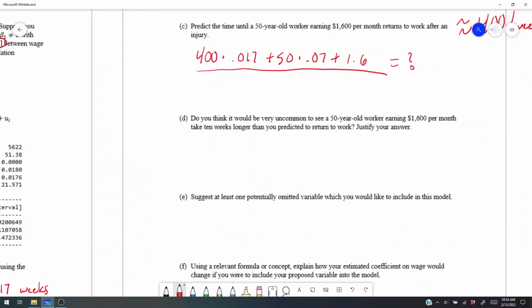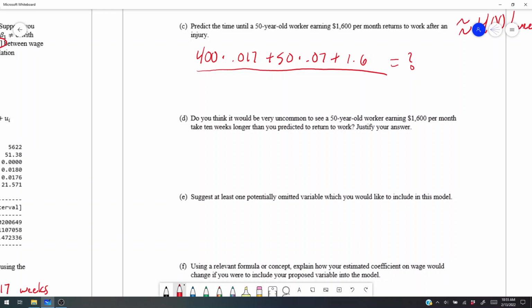Of course, if you write a question mark on the exam, something bad will happen to you. Write a real number here. Do you think it would be very uncommon to see a 50-year-old worker earning $1,600 per month take 10 weeks longer than you predicted to return to work? So this worker, by the way, notice it says 50-year-old worker earning 1,600 per month. That's the same as this person, but it doesn't say anything about their actual wages. It just says, would it be unusual to see somebody 10 weeks longer than predicted? Would it be unusual to see somebody with an error term as large as 10?